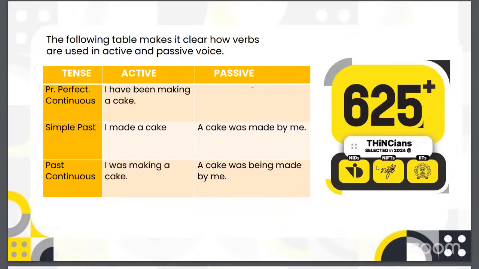Now, if it was past continuous tense, I was making a cake when my friend dropped in, you can say. So I was making a cake, past continuous tense. Then you have to change it, and in the passive voice, it will be a cake was being made, because continuous tenses always take being. So a cake was being made by me.